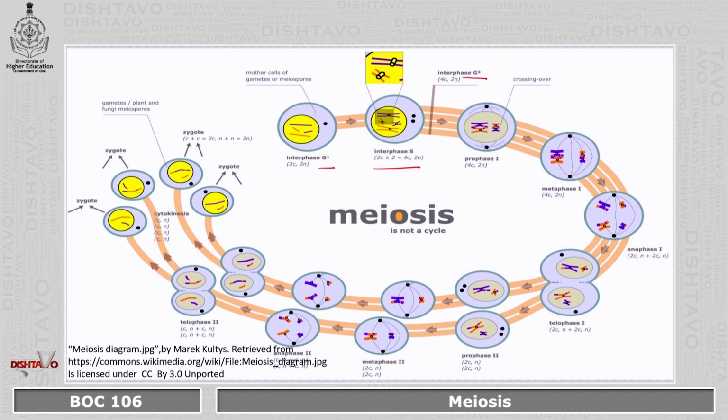The meiosis cell division starts with prophase 1. It goes into metaphase 1, anaphase 1, telophase 1, where the cell divides into two. In meiosis 1, the cell divides into two at the telophase stage. Again, these two cells go into meiosis 2, where at the last stage, that is telophase 2, the two cells divide into four haploid daughter cells.